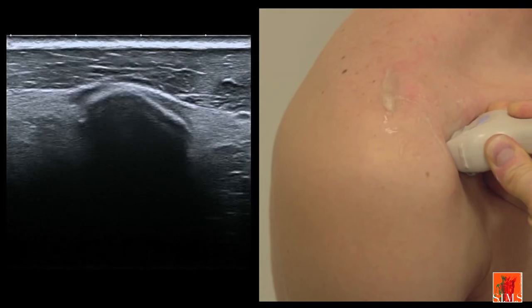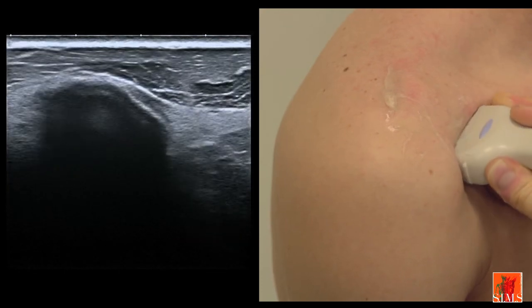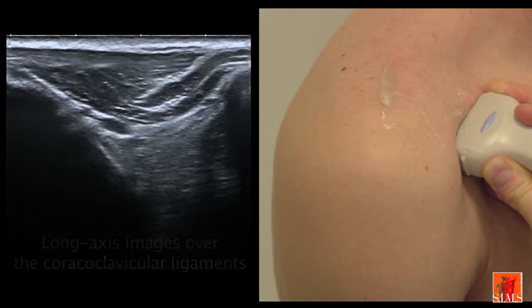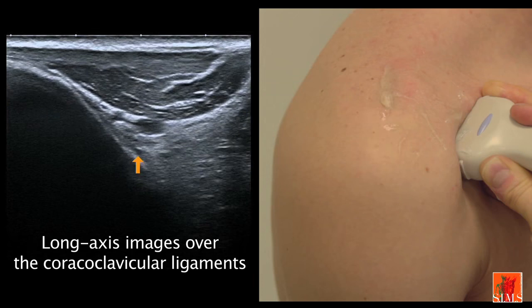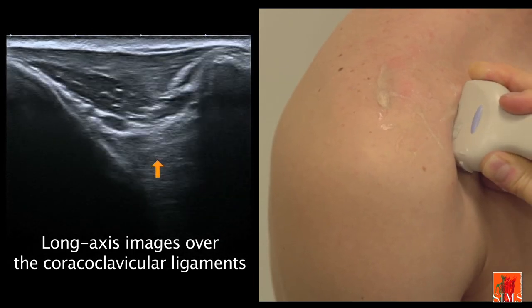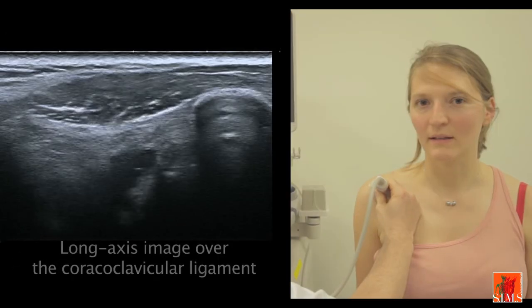In order to round off our study of the acromioclavicular joint, we will attempt to evidence the coracoclavicular ligaments. Let's start with this image over the apex of the coracoid process. We now attempt to extend that coracoid process along its greater axis. The narrowest part between the coracoid and the clavicle corresponds to the coracoclavicular ligaments. Here is the conoid part. Here is the trapezoid part, just deep to this acromial artery.